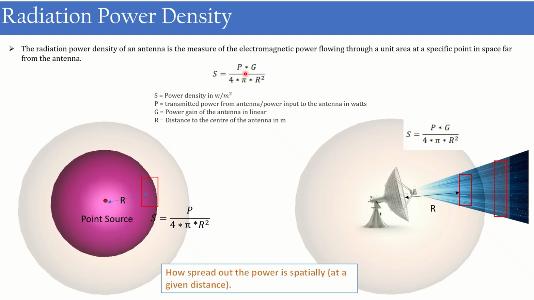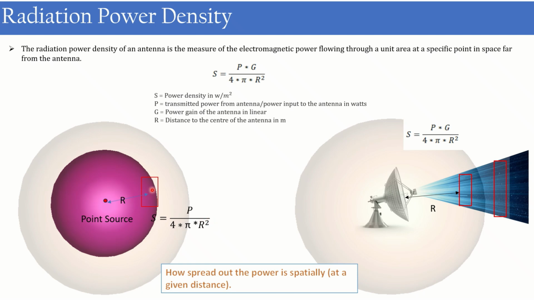In case of an isotropic antenna, we know that it radiates equally in all directions. That means the gain is 1. In that case, the power density will be P by 4 pi r square.